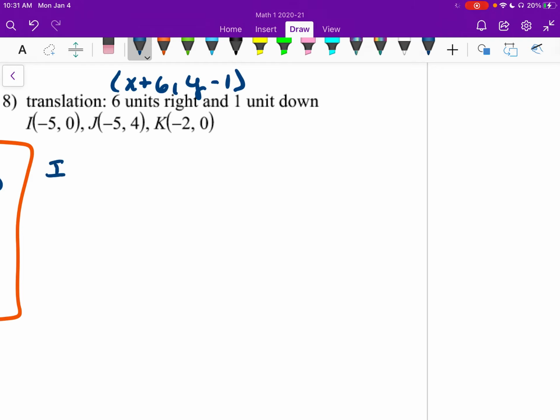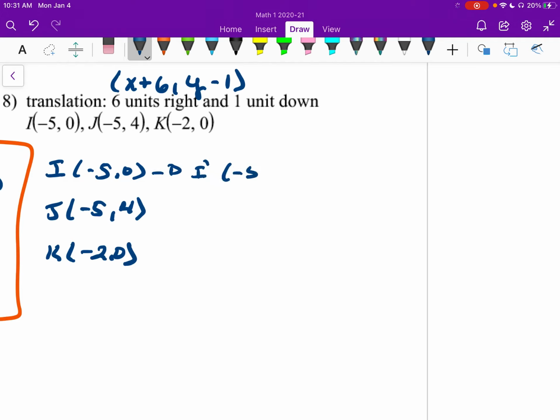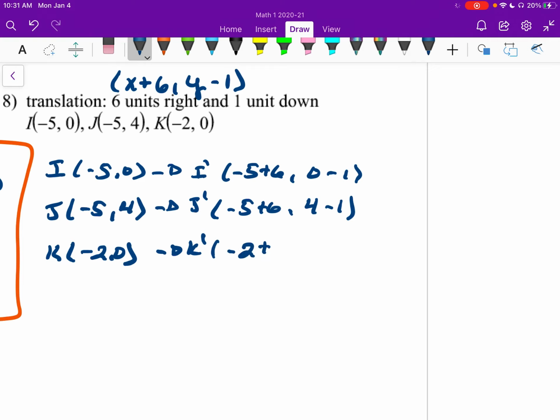So I'm going to write down all 3 of my points. Just like that. And now I'll go ahead and plug them into my formula point. So my I prime will be negative 5 plus 6, 0 minus 1. I'm just going to go ahead and do all of them right now. J prime would be negative 5 plus 6, 4 minus 1. K prime would be negative 2 plus 6, and then 0 minus 1.